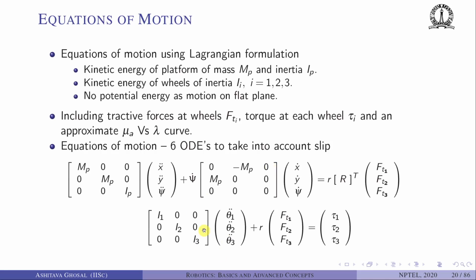Okay, this is the translational motion of the platform. In addition, we have an angular motion of the platform, which is something like I into theta double dot plus the torque due to the tractive forces must be equal to the wheel torque. Okay, so nothing else is happening. We have captured the effect of the tractive force by means of this mu a versus lambda curve, and we have also captured the kinematics using this R matrix. Then we have derived the equations of motion. The equations of motion will be 6 of them, and look like this.